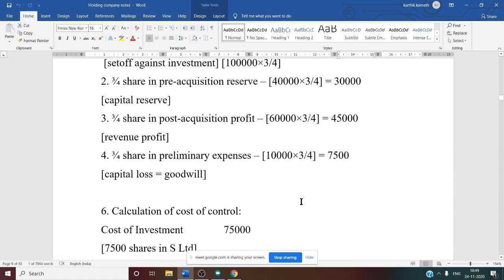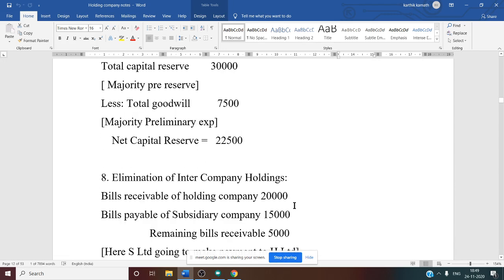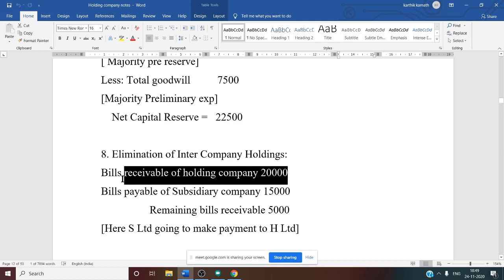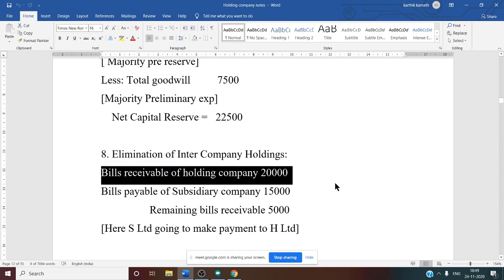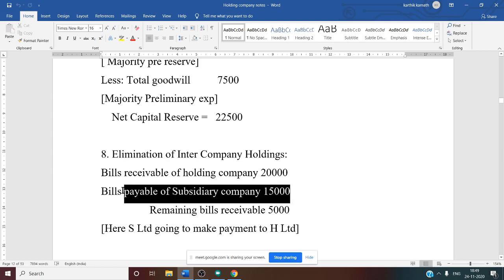So we have to eliminate the intercompany transaction. Intercompany means either the holding company is giving something to the subsidiary company or the subsidiary company is giving something to the holding company. See this, now we have to do it like this. Bills receivable of holding company, we know, is given in the balance sheet as 20,000. There is no other bills receivable of subsidiary company; dash is given. Bills payable of subsidiary company is given as 15,000. There is no other bills payable of holding company.